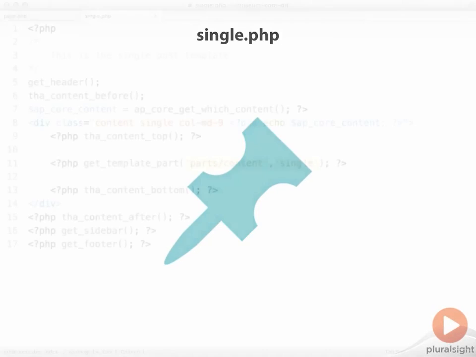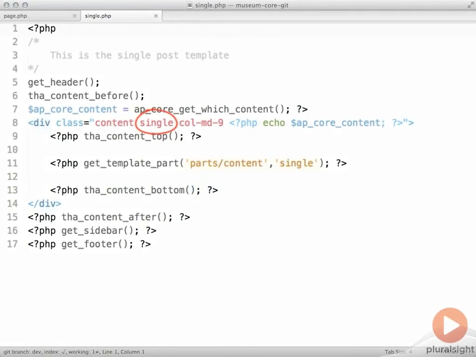Single.php is identical, except I'm adding a single class to the div, and I'm calling the single template part. Right now, we still don't have a functional theme because these template parts haven't been built yet. We're just building a skeleton, and we'll fill in the guts later in this module. For now, let's go on and deal with the sidebar.